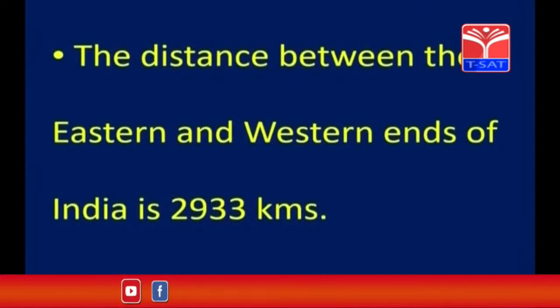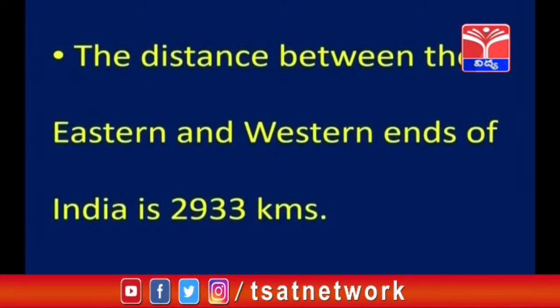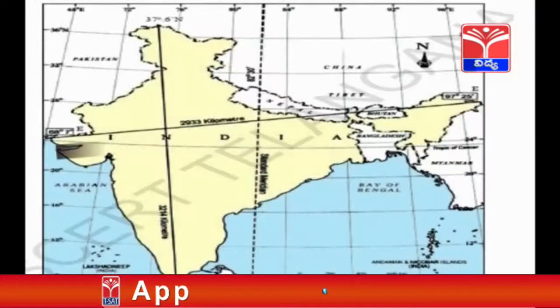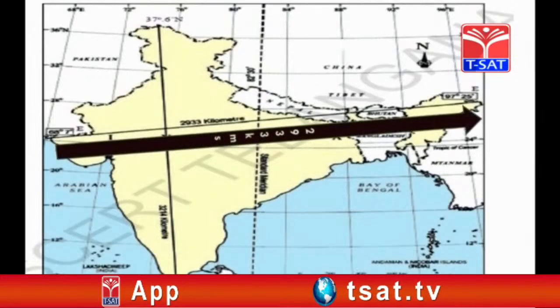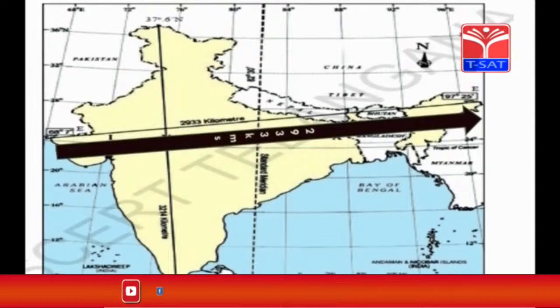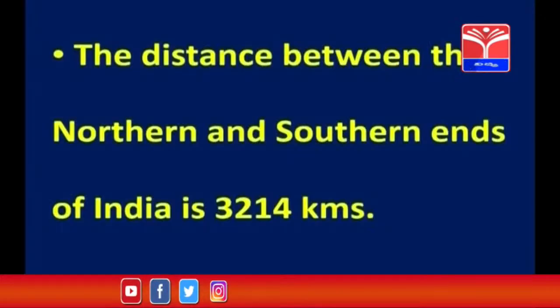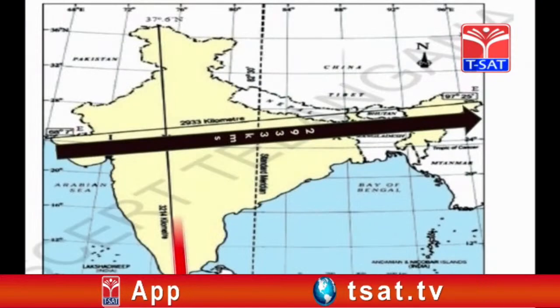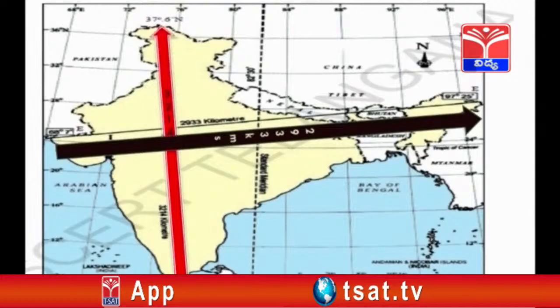When we see the distance between the eastern and western ends of India, it is 2,933 kilometers. You see this one. It is from Gujarat up to Arunachal Pradesh, whatever the longitudinal distance is. And next, the distance between the northern and southern ends of India is 3,214 kilometers. See this map. It is almost from Tamil Nadu to Srinagar, this is the distance.